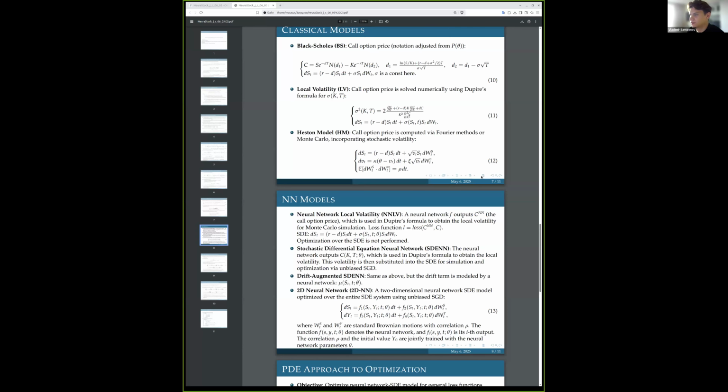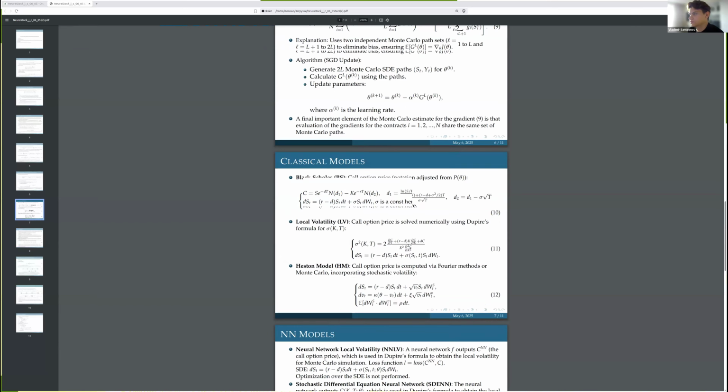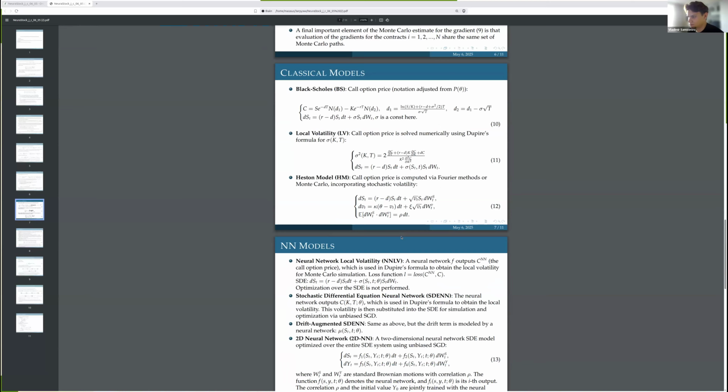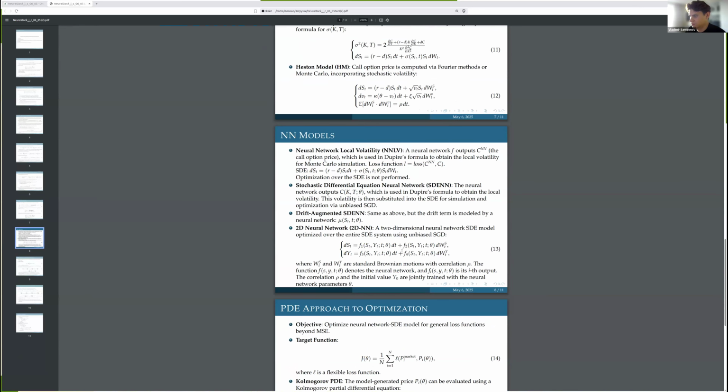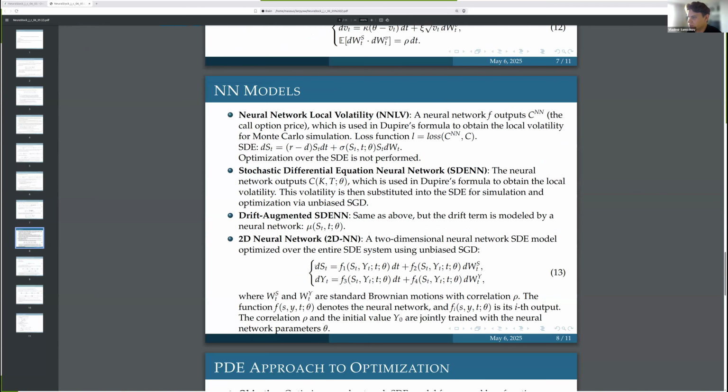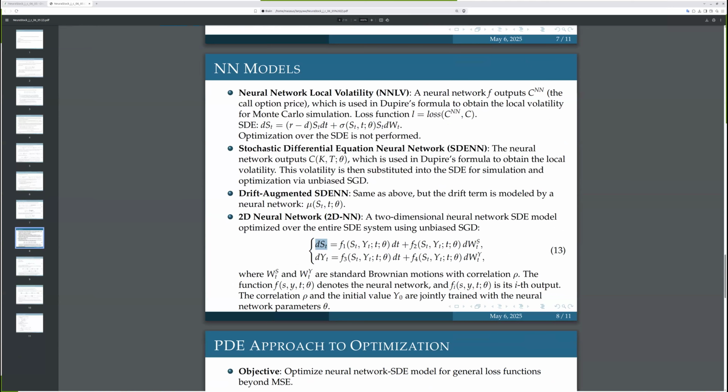Right. So in the end, I would say that it can be useful to use a neural network model to generate a stochastic process to get prices in the market. That's all. Perfect. Thank you, Vladimir.